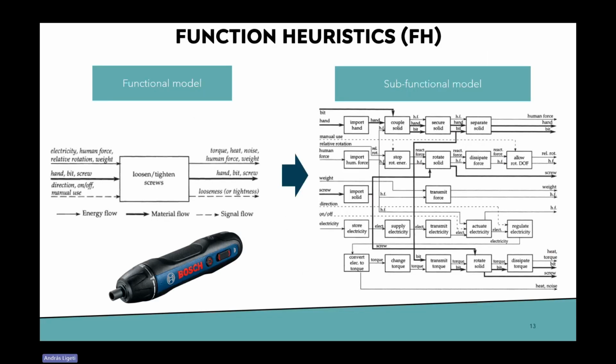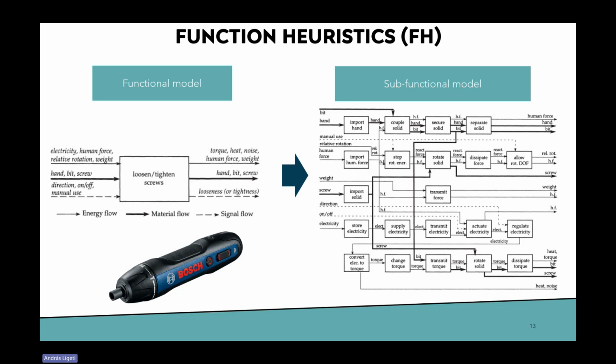And if you want to use it, first I'll introduce you to a simple screwdriver and how it works for this one. First you have to create a functional model. This is the functional model that you see here. In the middle, you put the function that the screwdriver has, and you focus on three kinds of flows: energy flow, material flow, and signal flow. And again, you can customize it for yourself.